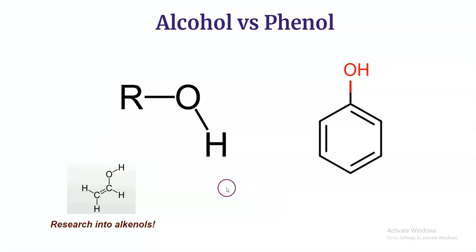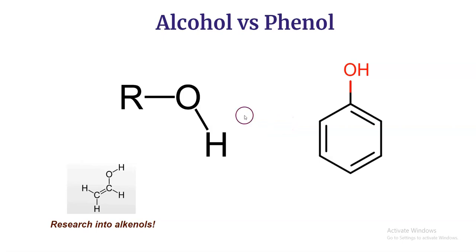Okay, so this is how the structure of alcohols and phenol looks. In alcohol, the hydroxy group, the OH group, is connected to the alkyl group. R here represents alkyl. The alkyl group could be methyl, ethyl, propyl, and so on. In case of phenol, the hydroxy group is attached to the benzene ring. Okay, that's the structural difference.